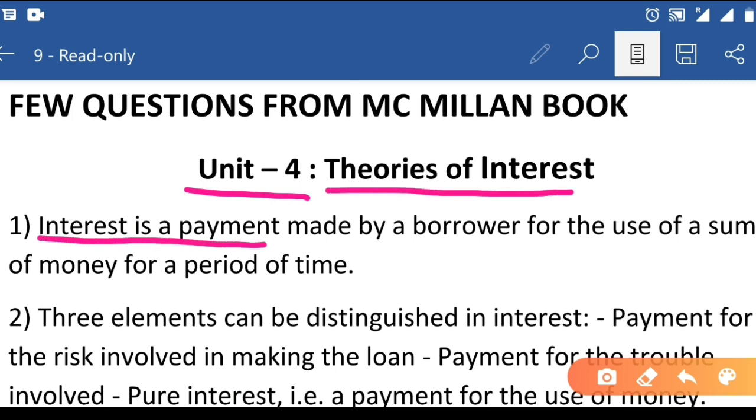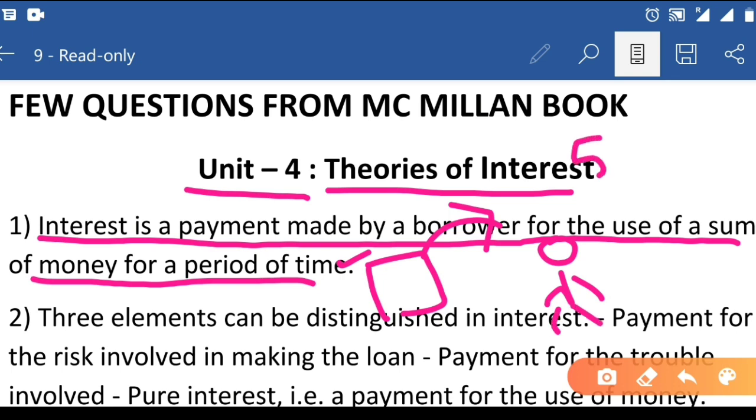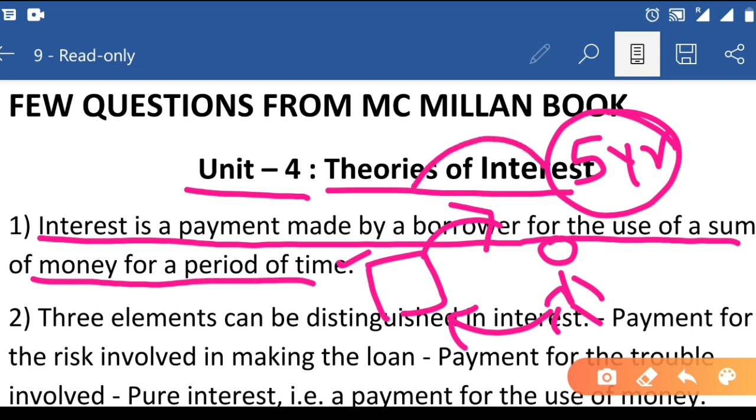Interest is a payment made by a borrower for the use of a sum of money for a period of time. For example, there is a bank. This bank has given a loan to a customer. For example, this loan period is 5 years. So here the customer has to pay the interest to the bank for 5 years because the customer is using bank money. This is nothing but interest payment.